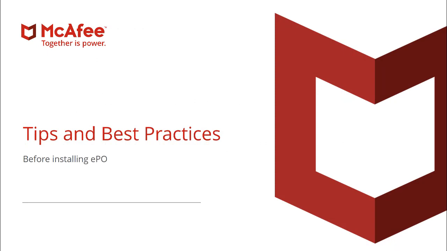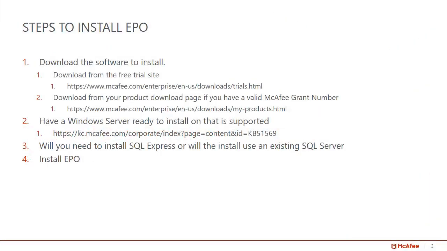The next thing you're going to need to do is have a Windows server ready. So R2 2008 or above, you will need to have one of those ready. And then if you want to confirm in regards to what platforms are supported by what versions of our software, we do have multiple versions of the software that are still supported. And in order to do that, you'll go to KB 51569.